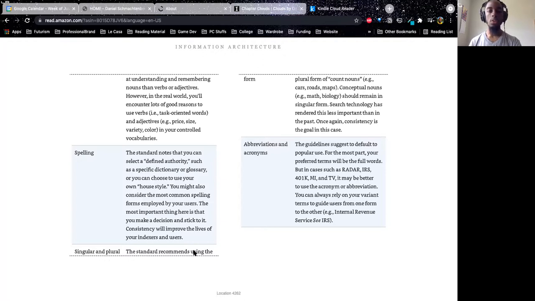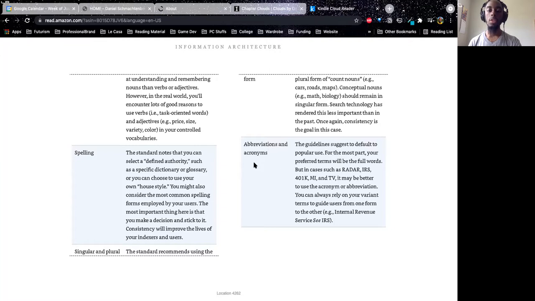Singular and plural. The standard recommends using the plural form of count nouns, e.g., cars, roads, maps. Conceptual nouns, math and biology, should remain in singular form. Search technology has rendered this less important than in the past. Once again, consistency is the goal in this case.